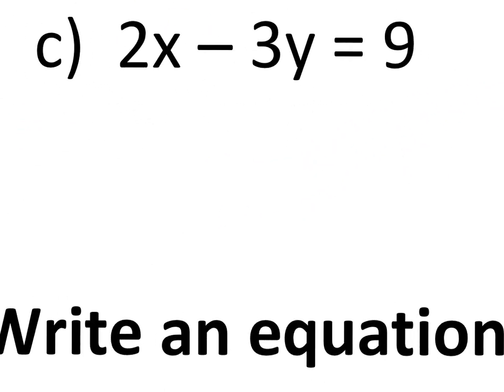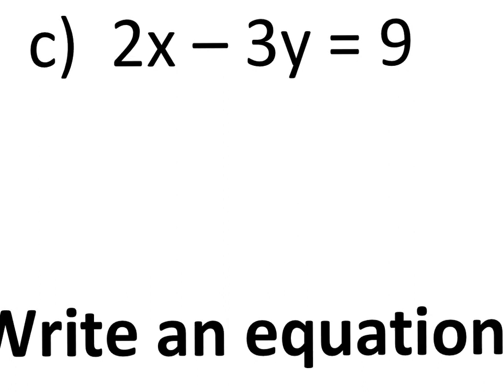Okay. Now on this one, this is not y equals mx plus b form, so we need to go ahead and make it y equals mx plus b. So to do that, we're going to isolate the y first. Okay, so we've got to solve for y. So a couple steps to do that. We're going to subtract the 2x over. So we're going to get -3y equals -2x plus 9.